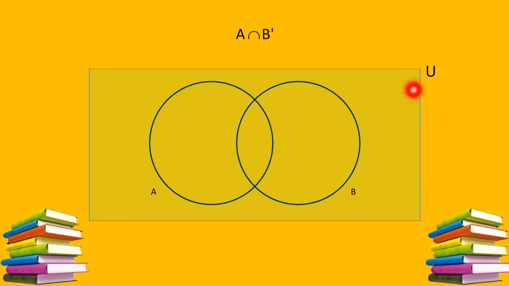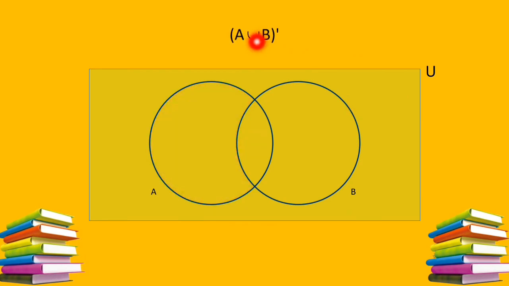And then A intersection B complement means that, students, first you will shade the area of B complement. So all the area which is outside the set B is known as the B complement, and once you take its intersection with set A, then only this area will be your A intersection B complement.